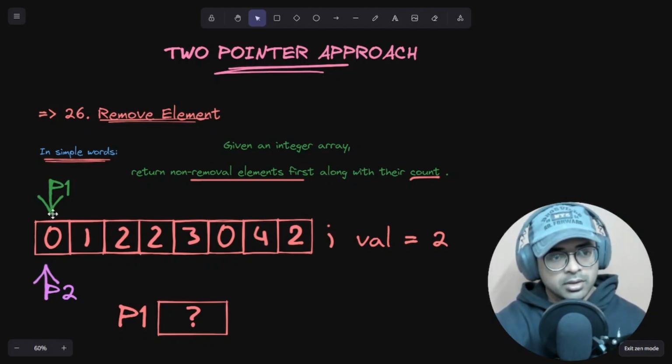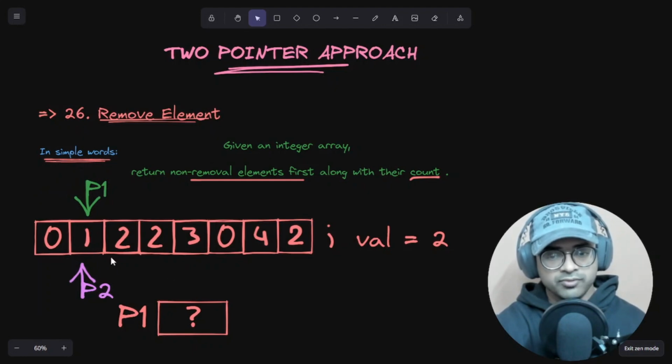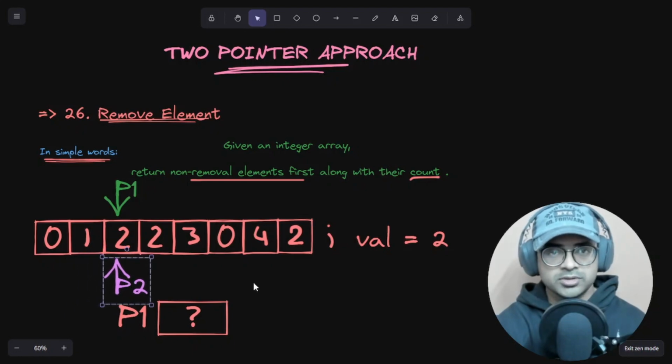Okay, now let's jump towards the question. So here we have p1 referring towards 0, p2 referring towards 0. Now 0 is not equal to val, so we are going to assign this 0 to p1 and then move p1 one step forward. Then p2 will also move one step forward. Now at this point we have 1, which is also not equal to val, so 1 is assigned to p1 and then we move p1 one step forward, and then let's move p2 one step forward.